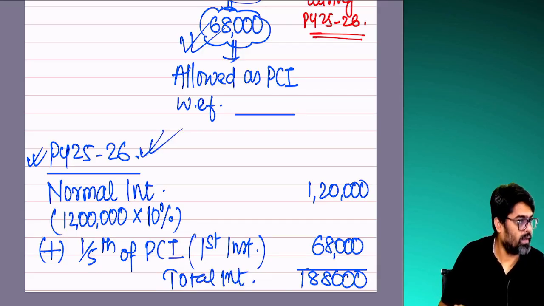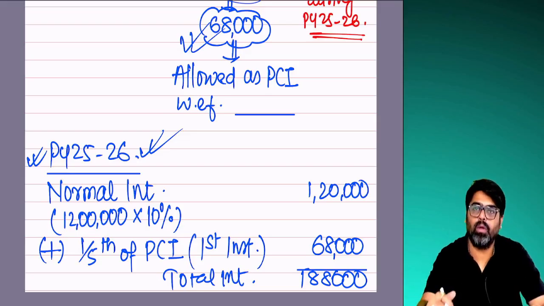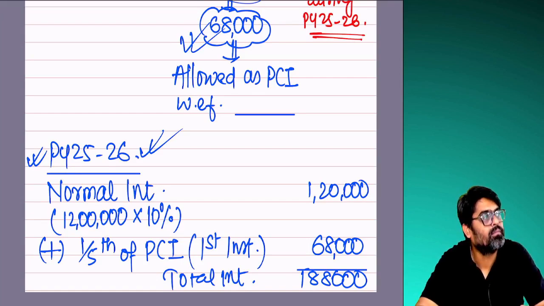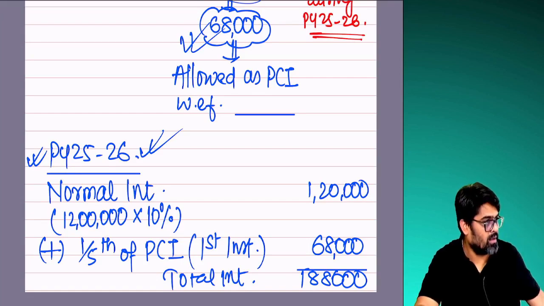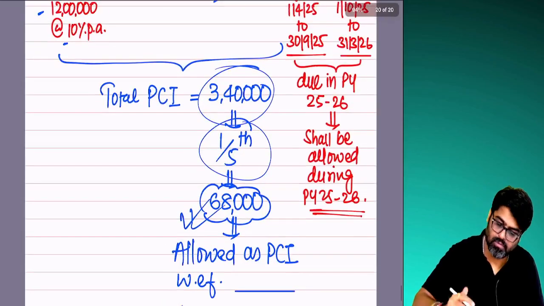25, 26. Understanding or not? Now this year, if your property is LOP or DLOP, this 1,88,000 will be fully allowed. What if your property is SOP in this year? This will be allowed subject to maximum 2 lakhs. Why 2 lakhs, you know?